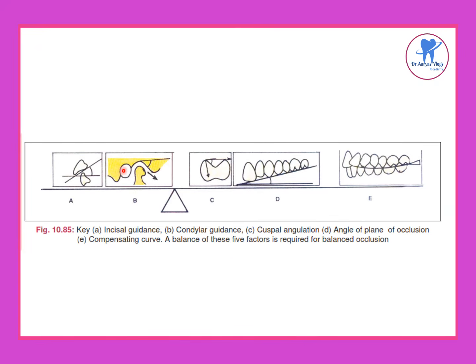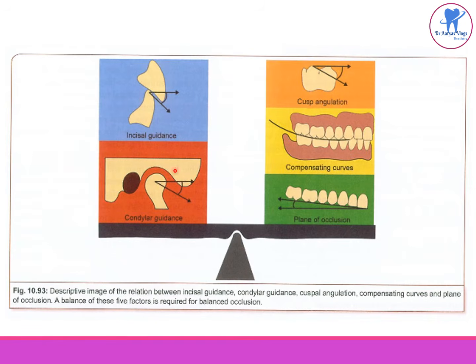Here it is the balance of 5 factors which is required for the balanced occlusion. That is incisal guidance, condylar guidance, cuspal angulation, angle of plane of occlusion, and the compensating curve. And this is the descriptive image of the relationship between incisal guidance, condylar guidance, cusp angulation, compensating curves, and the plane of occlusion. And balance of these 5 factors is required for the balanced occlusion.